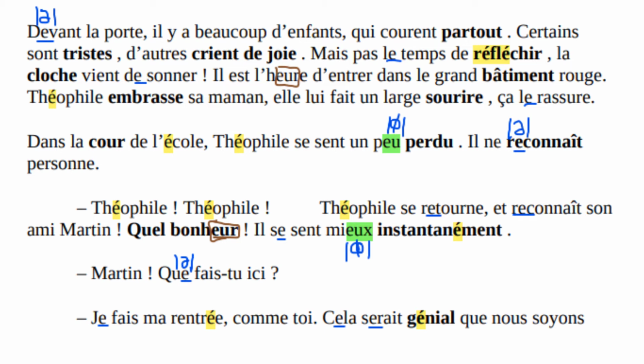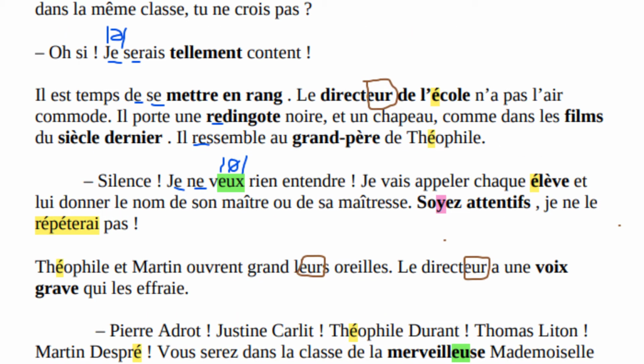génial. So we have our accent aigu there for génial. We can hear the A sound. Génial. Que nous soyons dans la même classe. Tu ne crois pas? Oh, si je, can we hear the sound there? So we have our sound. Serais, je serais tellement content. Il est temps de se, can we hear the de, we have our se mettre en rang.